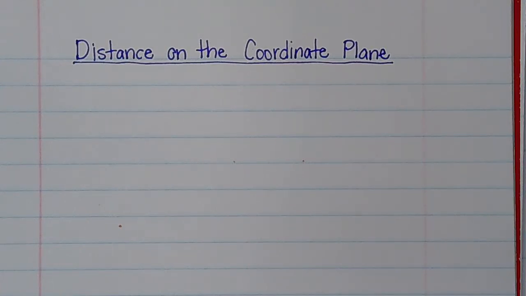All right, so we're still working with the coordinate plane. Hopefully you feel really good about how to use the coordinate plane and plot points and find locations. Now we're going to move on to distance. So what do you do if the question says, how far apart are these 2 points?